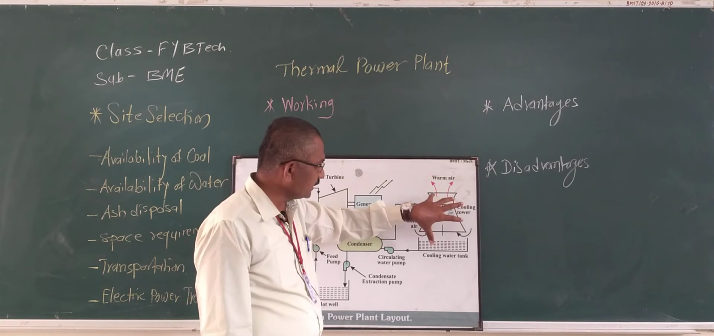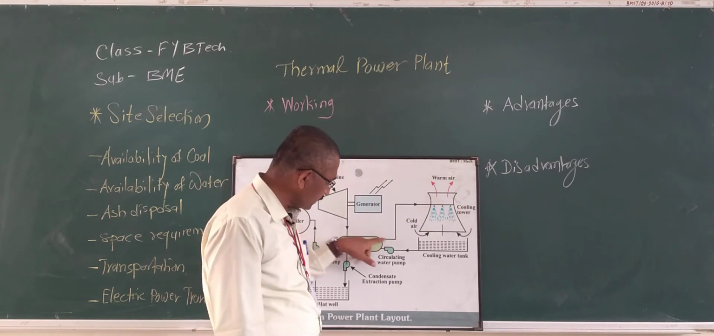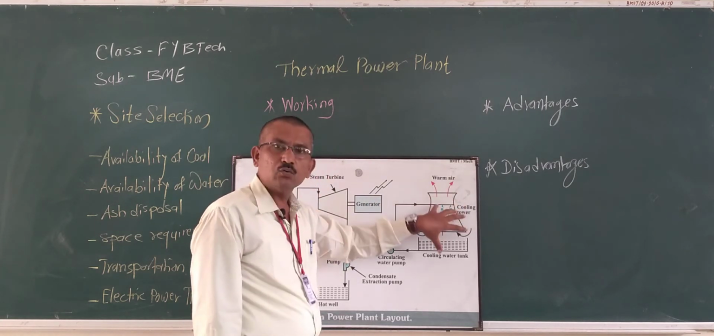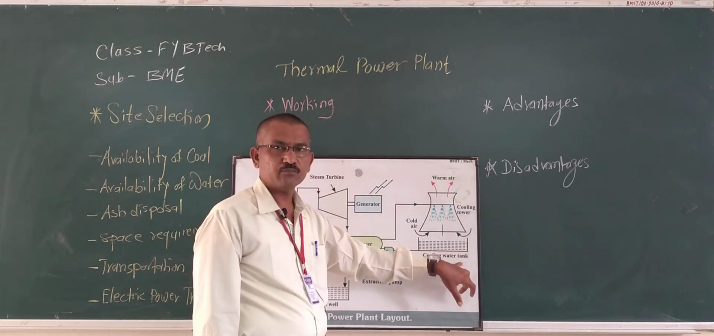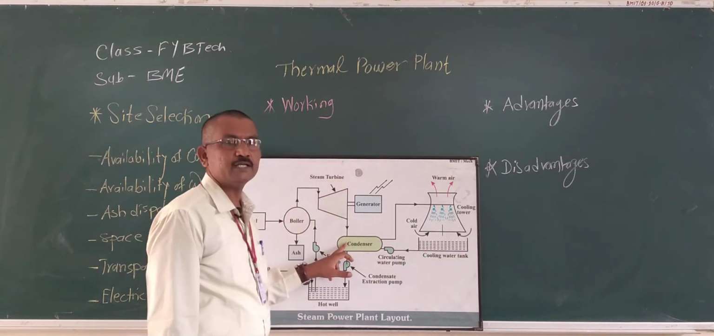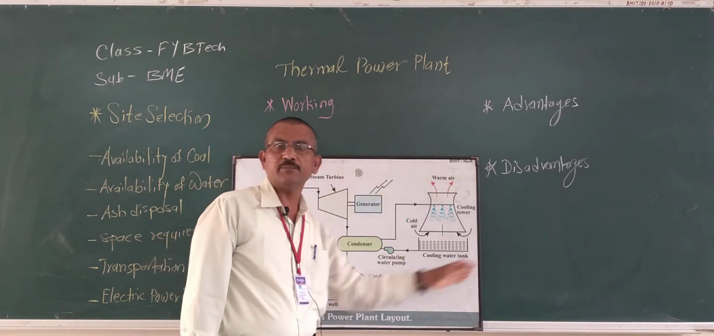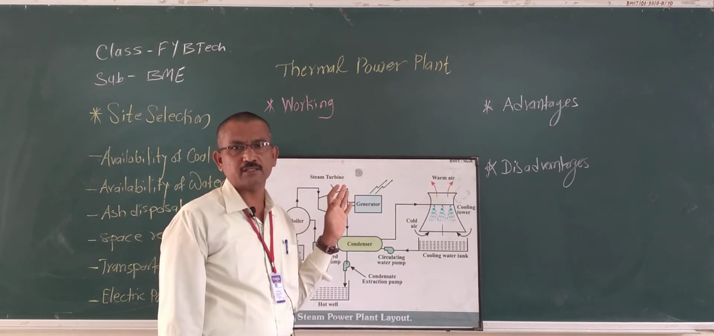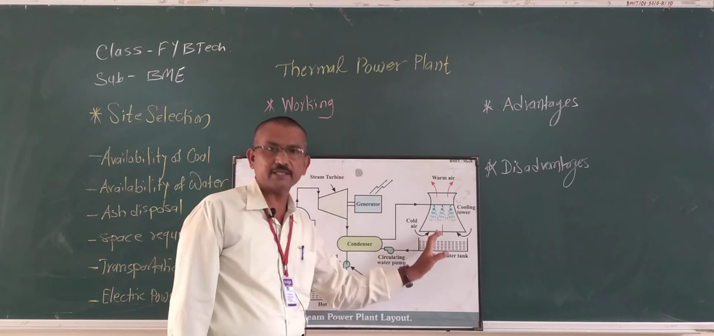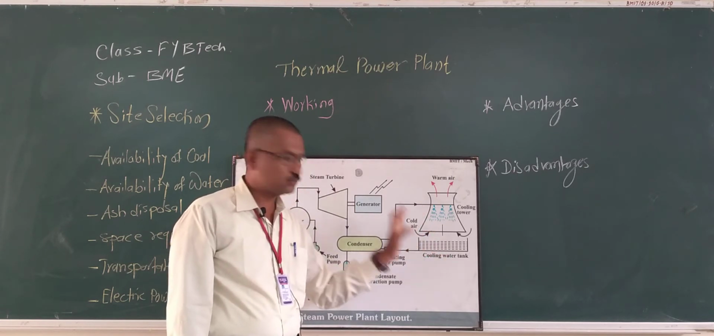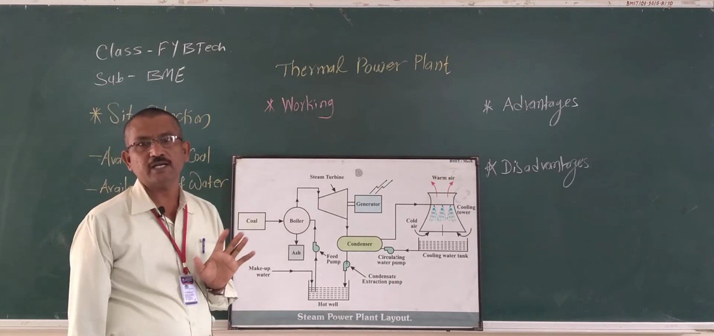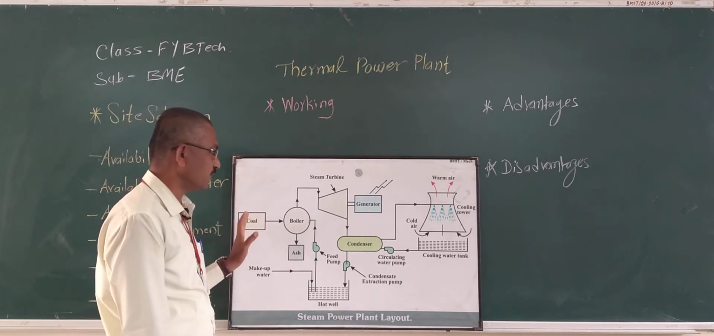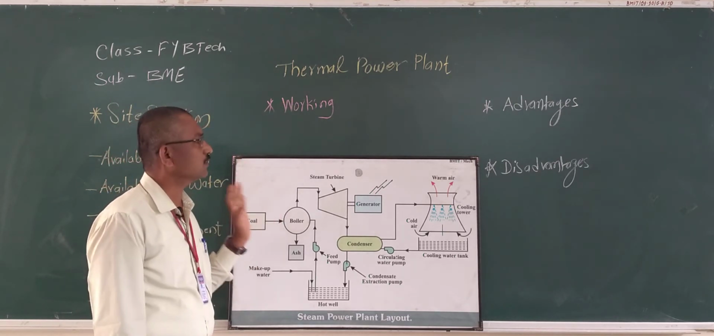So that means inside the cooling tower, the hot water coming from the condenser is cooled, and that is again collected into the cooling water tank, and again it is supplied to the condenser, and again the cycle is repeated. So these are the two cycles, or two different circuits, in case of steam power plant or thermal power plant, which are one and the same. Okay, so that is regarding the working of the steam power plant or thermal power plant.